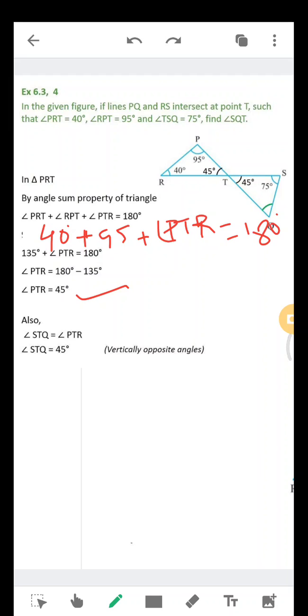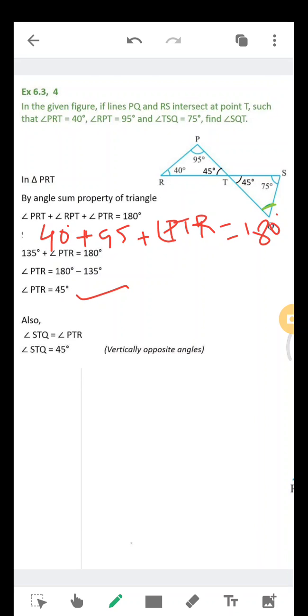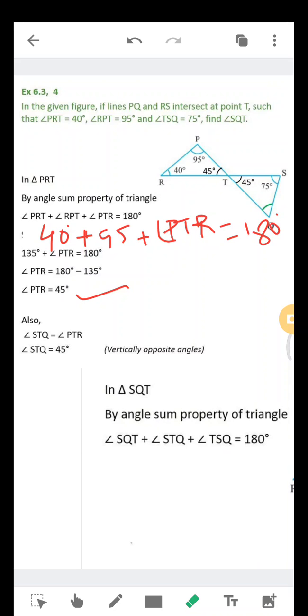But I have to find the SQT angle. I have to find this angle, the green colored one. So how to find that angle? Again I can use the angle sum property for this triangle and find the missing angle. That's very simple. So let's use the angle sum property for triangle SQT. By the angle sum property of a triangle I can write SQT plus STQ plus TSQ. All the three angles add up to 180.